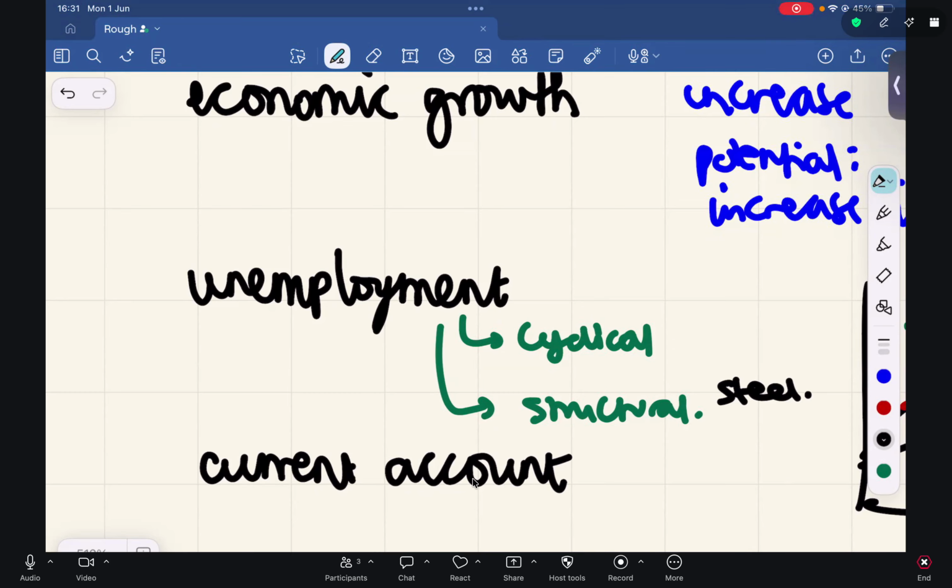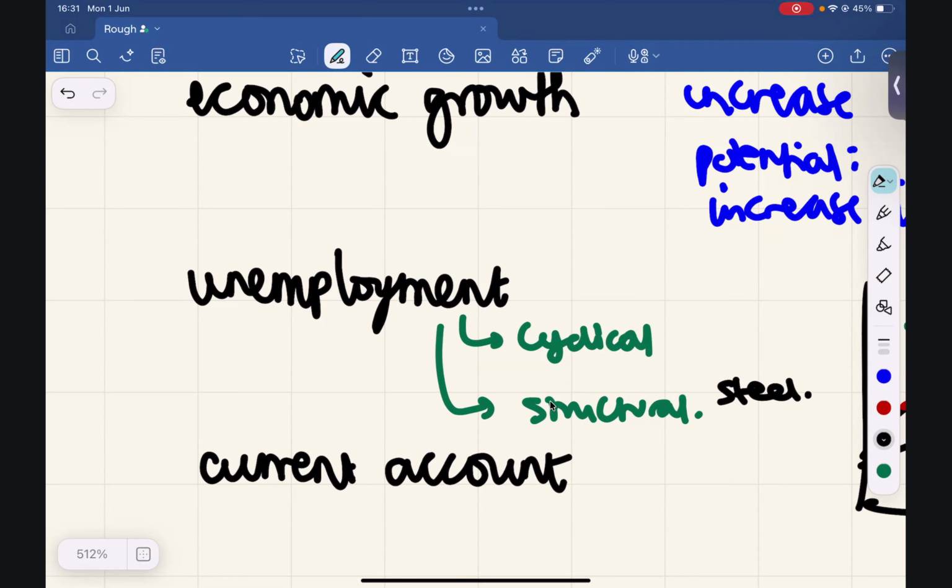Wait, can you repeat cyclical? And structural unemployment, the other issue is occupational immobility of labor, which is when workers can't retrain and get a new set of skills.